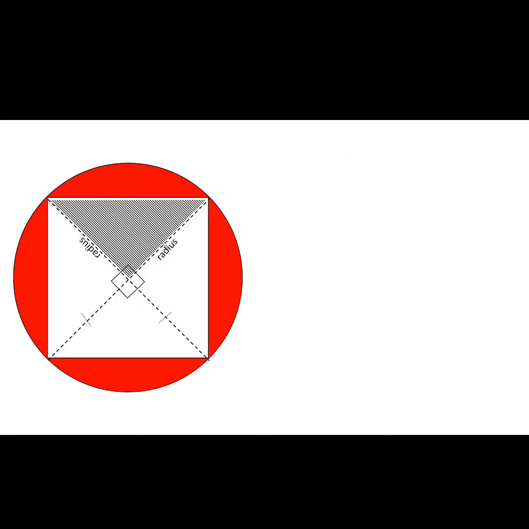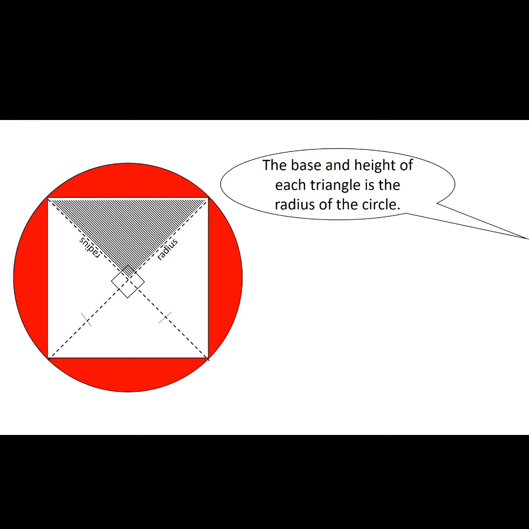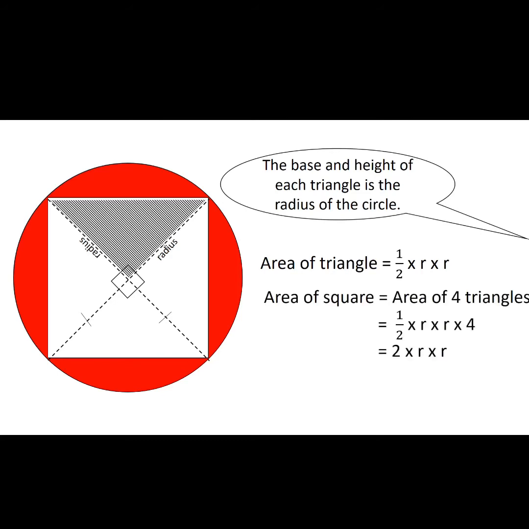You can see that the base and height of each triangle is actually the radius of the circle. To find the area of the triangle, we use the formula of half multiplied by base multiplied by height. Therefore, the area of one triangle will be half multiplied by radius multiplied by radius. To find the area of the square is the same as finding the area of 4 triangles. Therefore, we take half multiplied by radius multiplied by radius multiplied by 4, and that will give us 2 multiplied by radius multiplied by radius.